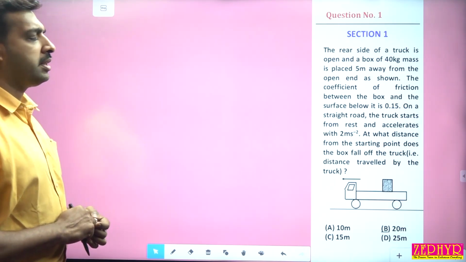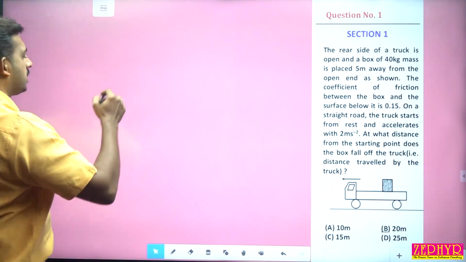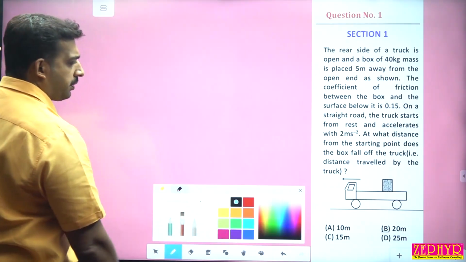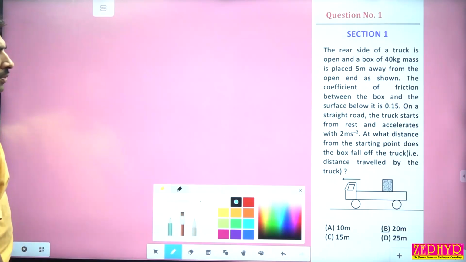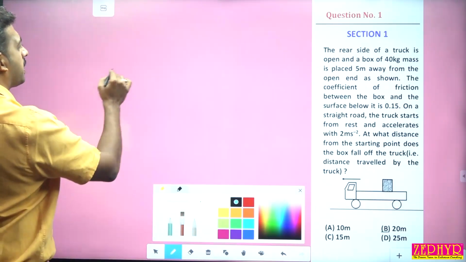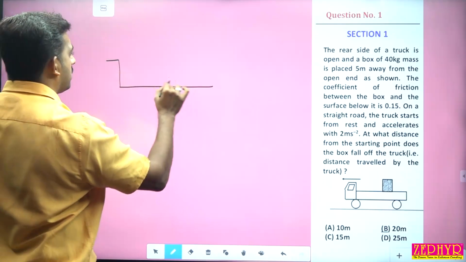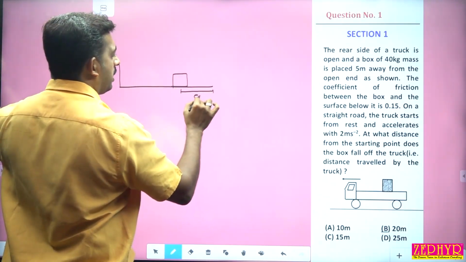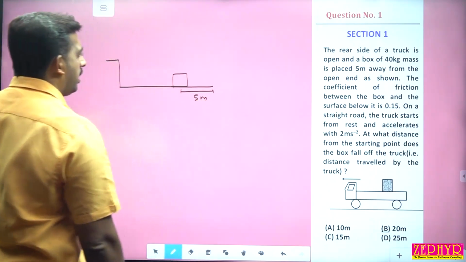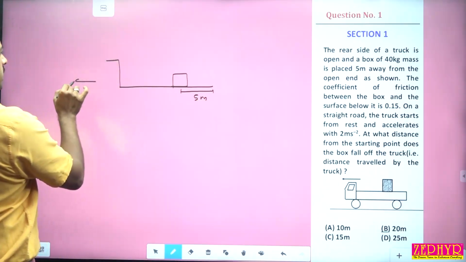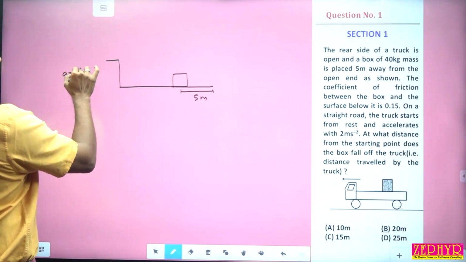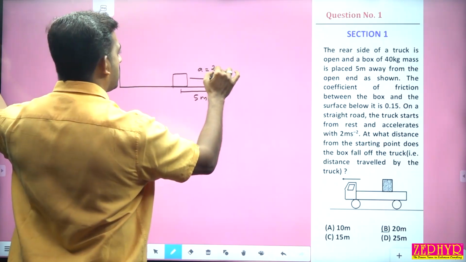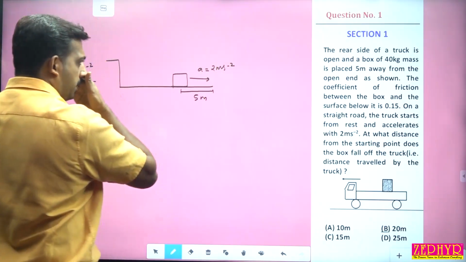That is the distance traveled by the truck. So you need to find out the distance traveled by the truck when the box falls off. So this is the truck and this is the box, which is at a distance of 5 meters from the rear end. When the truck is moving forward with an acceleration of 2 meters per second square, the box in it experiences an acceleration of 2 meters per second square in the backward direction. That is the pseudo acceleration experienced by the block.